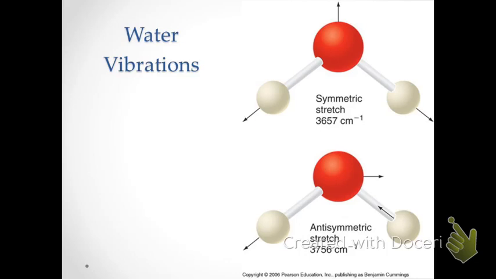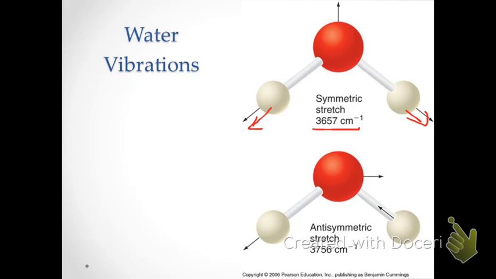Alright, so let's take a look at water. Now you remember there were 3 vibrational modes in water. Here are 2 of them. The symmetric stretch, and we refer to this as a symmetric stretch because you can see the atoms are all moving away from each other in a synchronous fashion. So both oxygen-hydrogen bonds are stretching at the same time. The frequency or wave number that would appear in the infrared spectrum is at 3657 wave numbers.